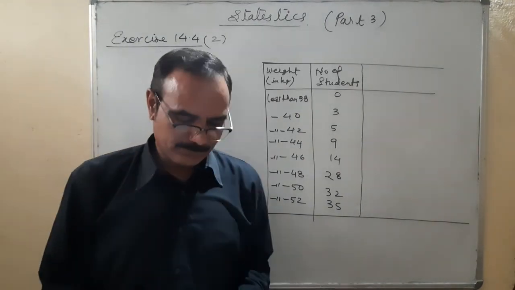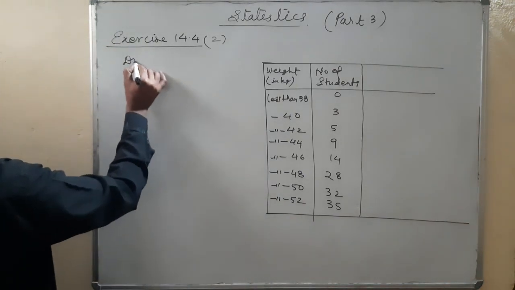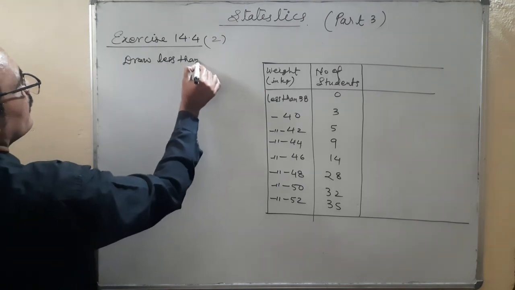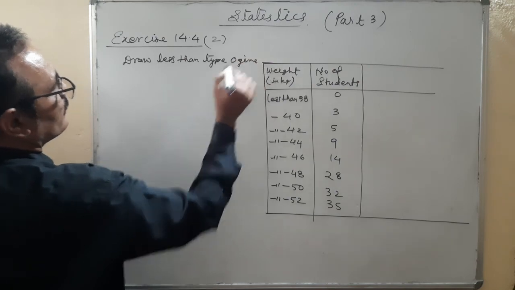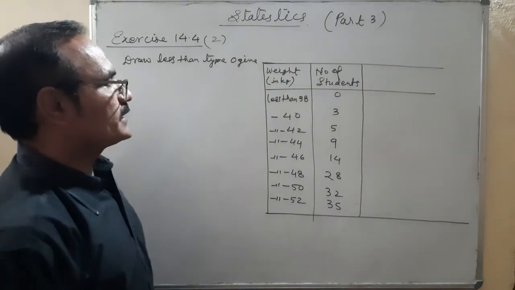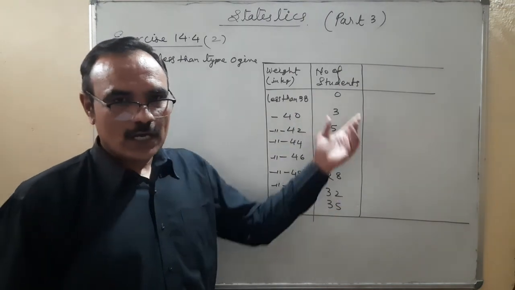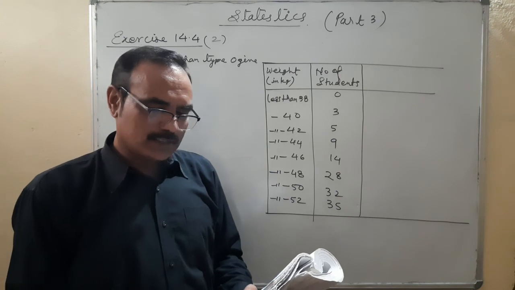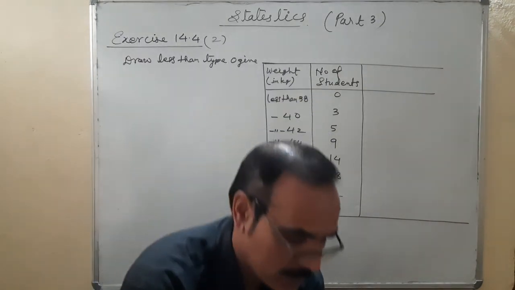Okay. Draw the less than type ogive. We are going to draw the less than type ogive. Nothing we have to do, this is a less than column. It is a CF. How can you say it is CF? I am telling you. And verify the result by using the formula of median. Obtain the median, also verify the result.